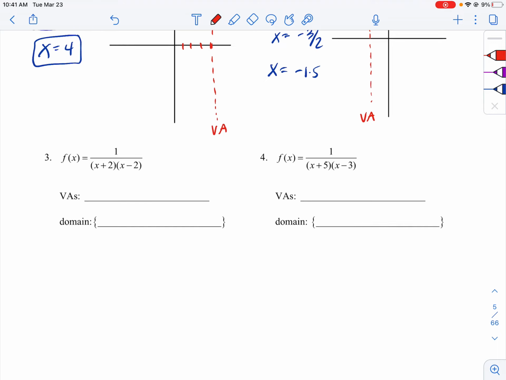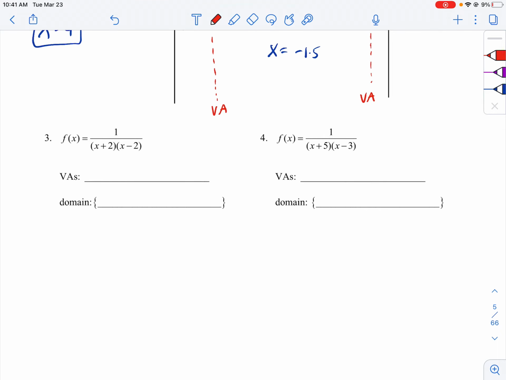Okay, two more examples. I have 1 over x plus 2 and x minus 2. So I have two pairs of my vertical asymptotes going on here. So x plus 2, I always forget to change my color. X plus 2 equals 0. X is negative 2. X minus 2 equals 0. X is equal to 2.